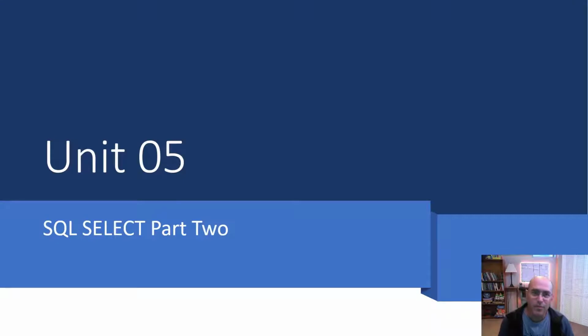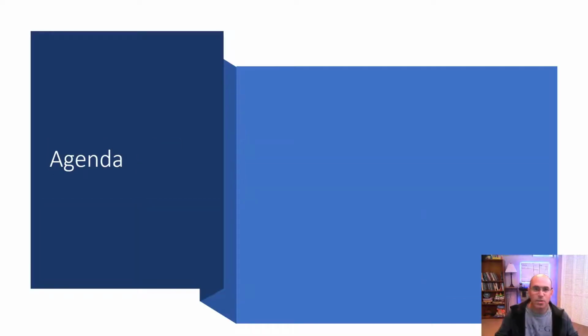Hello again, everyone, and welcome back. Now we're in Unit 5, which is the SQL Select Statement Part 2. Let's talk about the agenda. So what we'll discuss in this unit is mapping versus reducing operations and how this applies to the select statement. This will help get a very solid understanding of how various aspects of the select statement actually work.